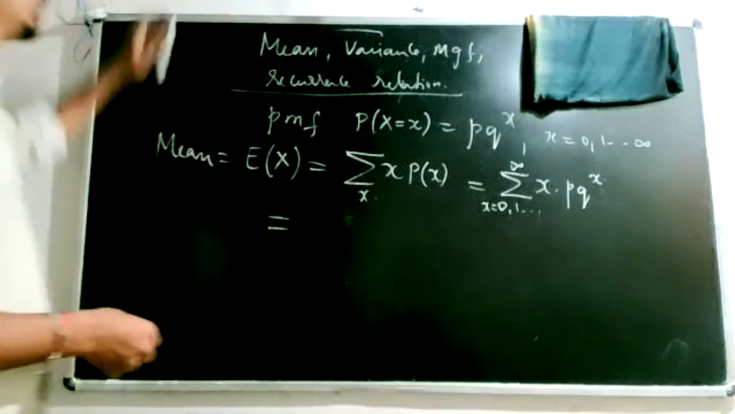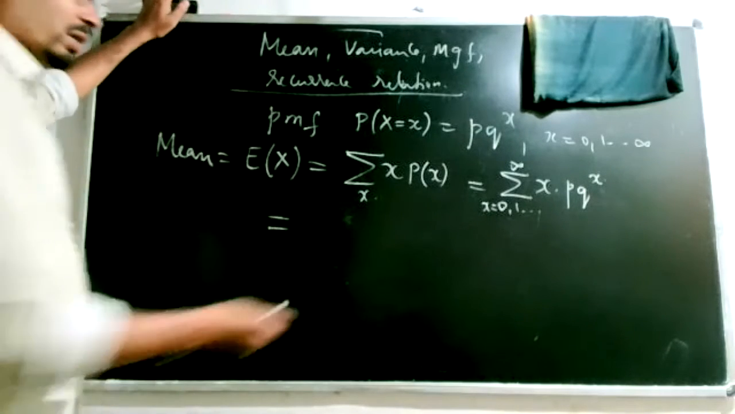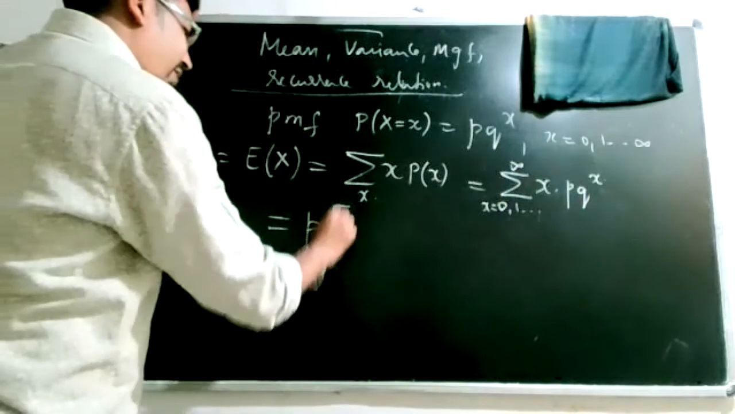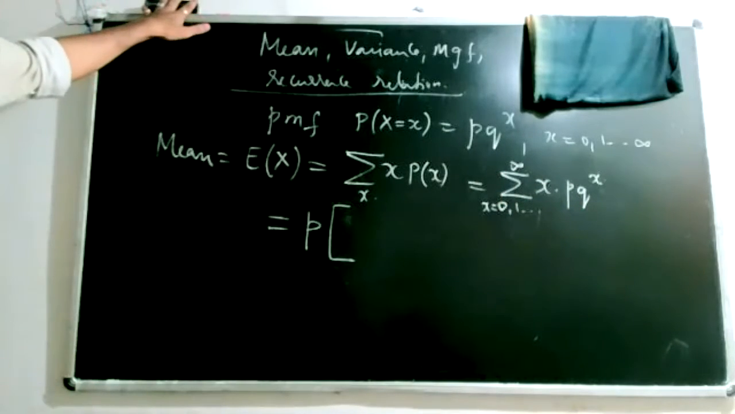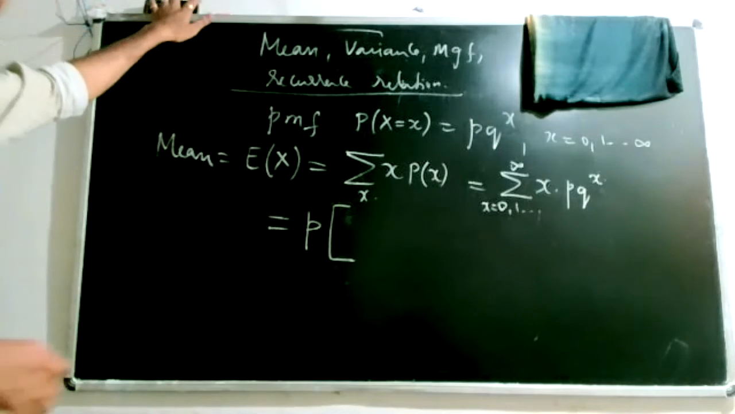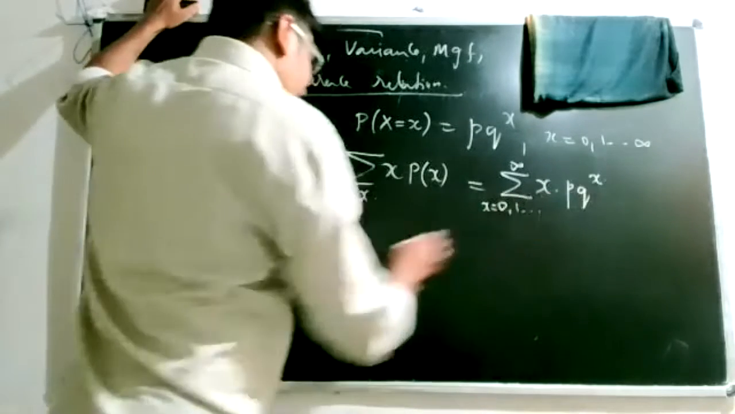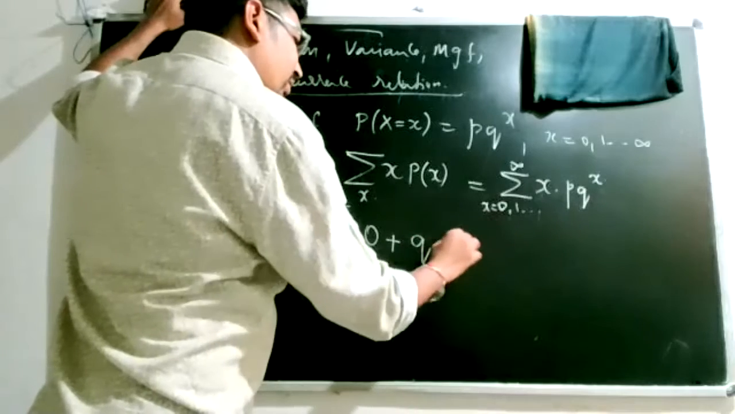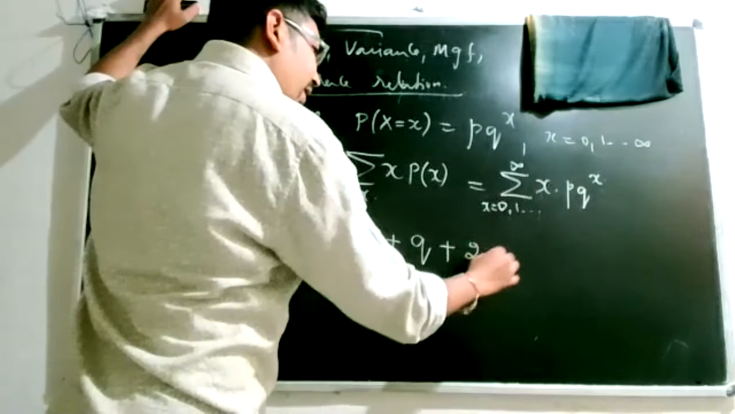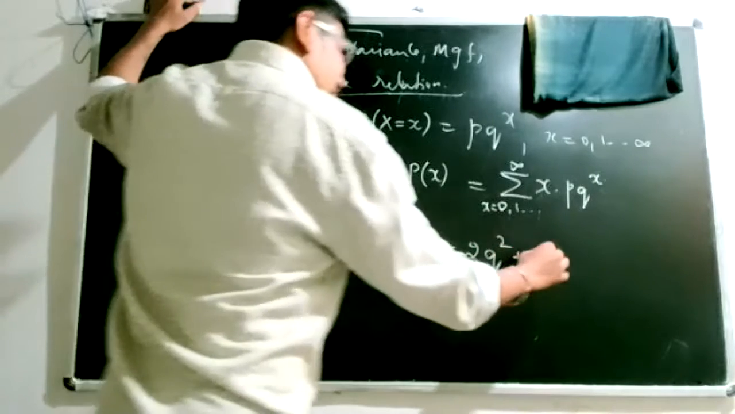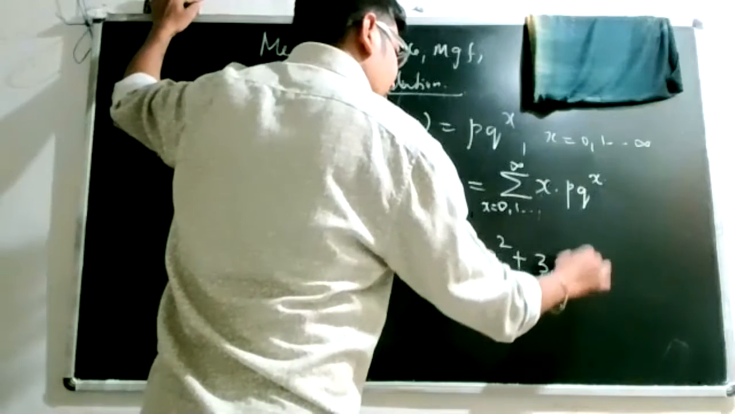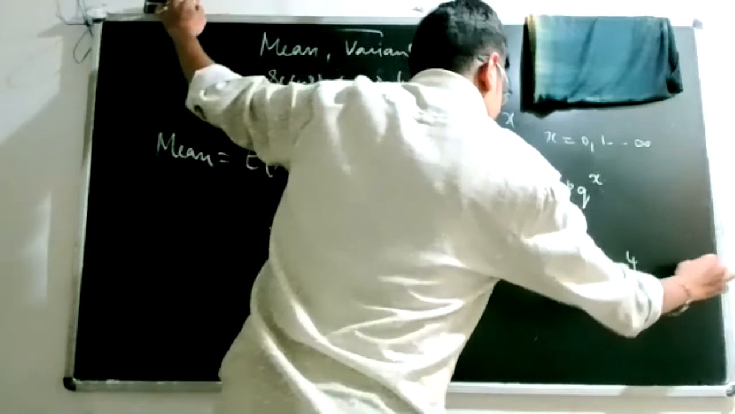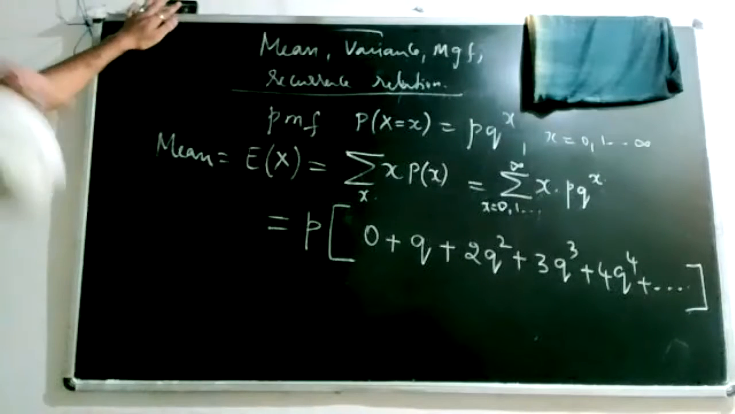Okay, so expand this sum. You have p, a constant free of x, so I can take that outside, and then I can start substituting the values from x equals 0 to infinity. So when I put 0, I'll get 0. When I put x is equal to 1, I get q. When I put x is equal to 2, I get 2q square. Then I'll get 3q cube, 4q power 4, and so on up to infinity.